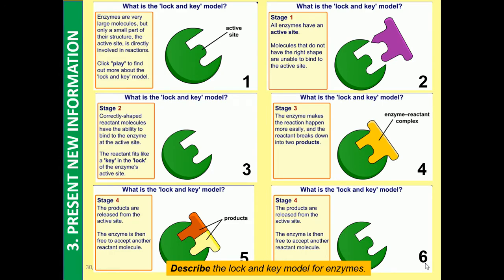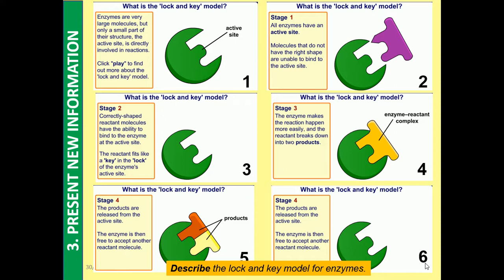When we look here, we can see picture 1, we've got the active site clearly labelled. Picture 2, we can see that a substrate is approaching the active site and it's not a complementary shape, so it won't fit. Picture 3, we're back to the same enzyme. Picture 4, we've now got a substrate that is the appropriate shape. It's the right key for the lock of the enzyme.